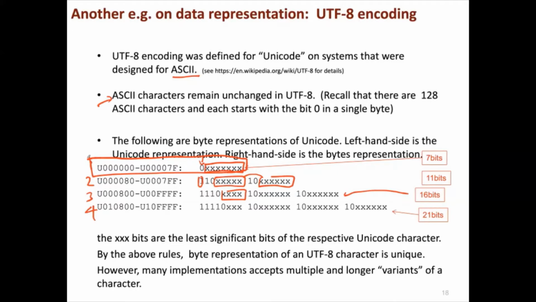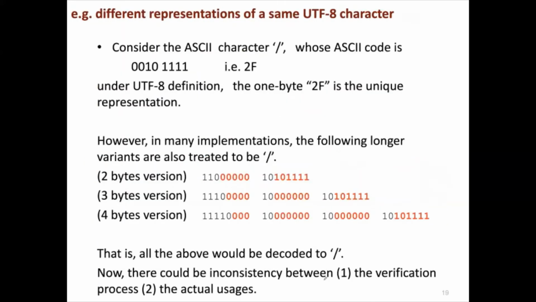And many representations also have a 2-byte version. You do it this way. That means you take all this and concatenate with this, and this will give this. Or you take this 3, concatenate with this, and you give this, and so on. So now backslash will have multiple representations. This represents backslash, this represents backslash, this represents backslash, and this also represents backslash. This will create some problems.